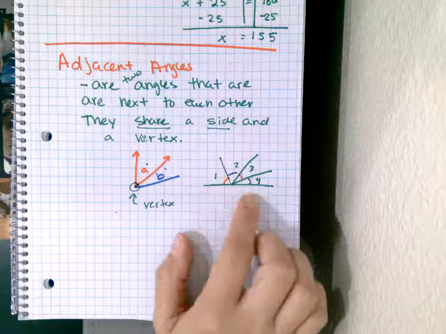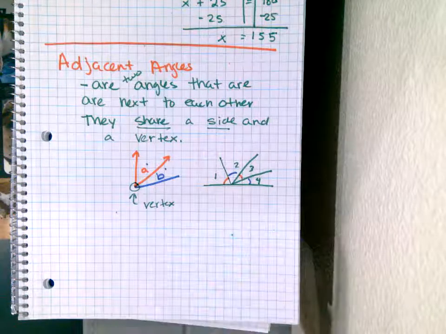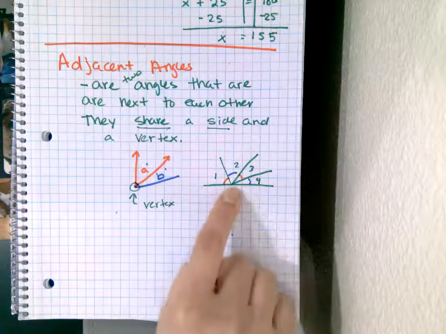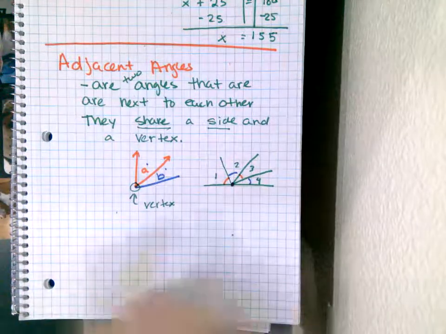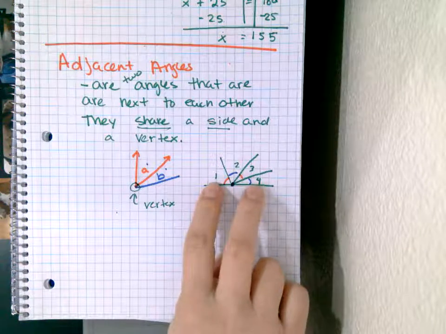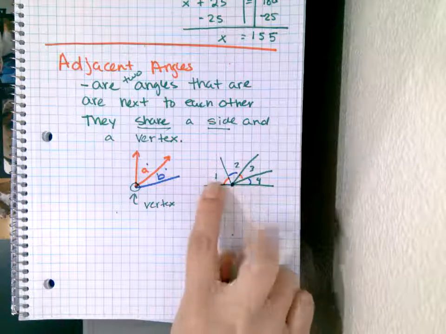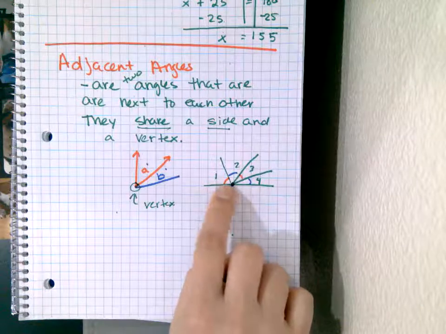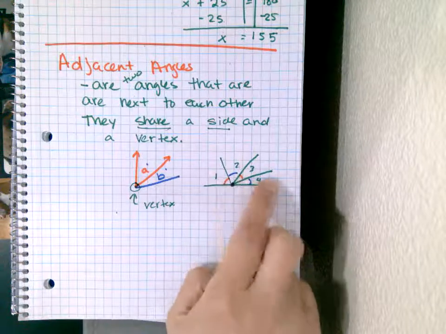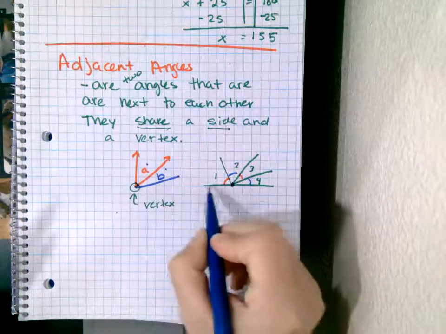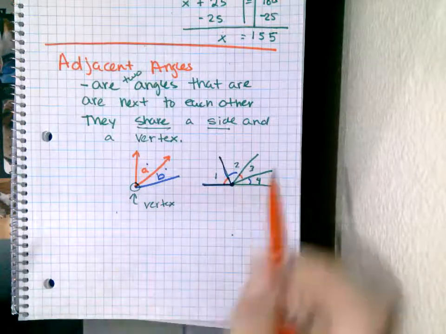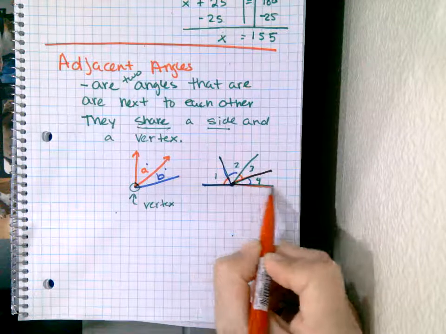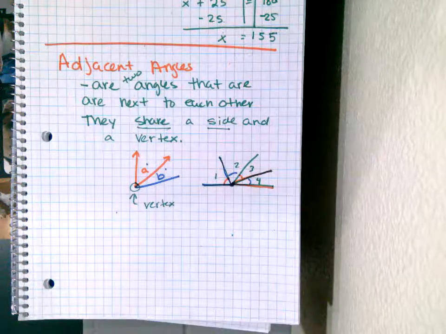So you would identify which angles are next to each other and they share a vertex. The vertex is right there in the center. So 1 and 4 are not adjacent. They don't share a side. They share a vertex, but they don't share a side, right? They're independent from each other. If I were to draw angle 1 and angle 4, the sides are not overlapping. They're not sharing a side.